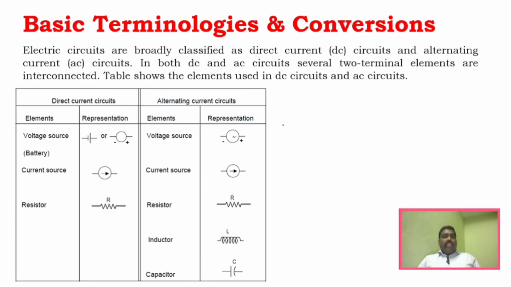And now you see different symbols for DC and AC circuits. You can see the voltage source is represented like this, with minus and plus here, or in AC circuits it will be represented as a circle along with a sine wave representing the alternating current. And then the current source will be represented like this, both in AC as well as DC. Resistor, you know the symbol, and you know the inductor symbol and the capacitor symbol.